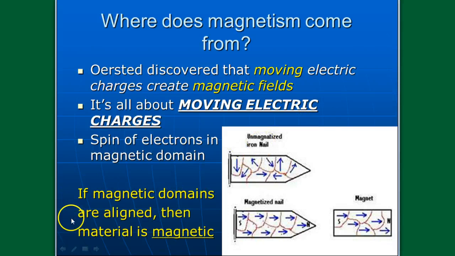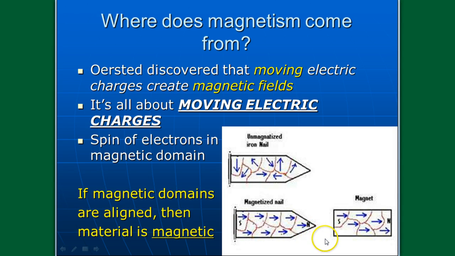But if we align those magnetic domains to where all the electrons are spinning in the same direction, then that material is said to be magnetic. It doesn't look like this, but we can picture it as this nail here, where all the domains are now aligned in the same direction. And there's a number of ways to do that.